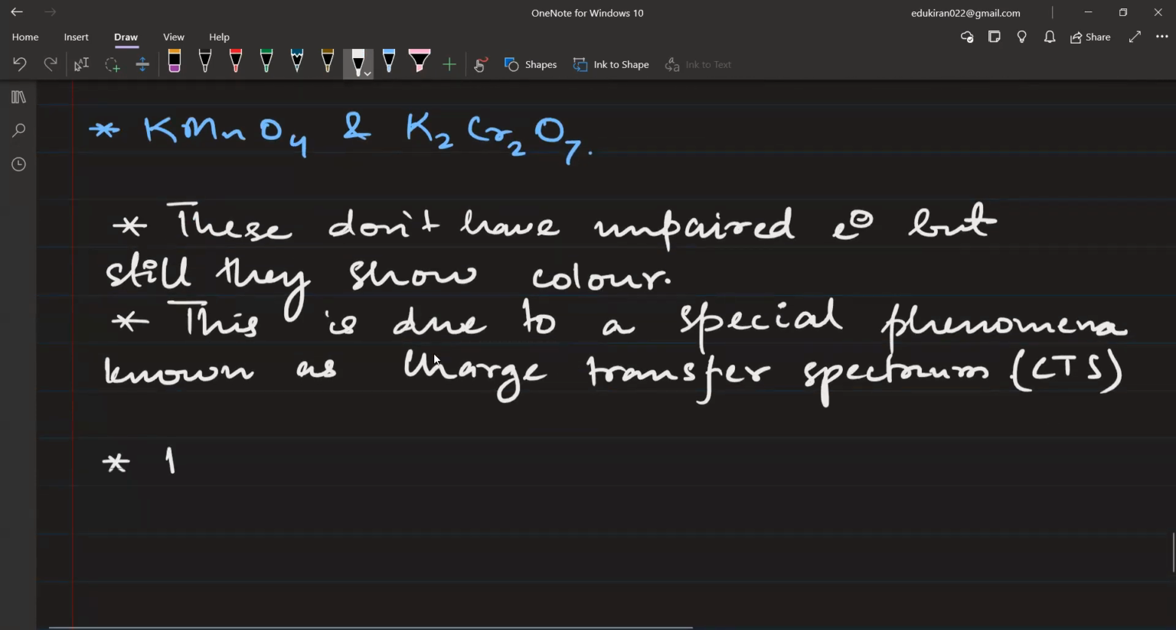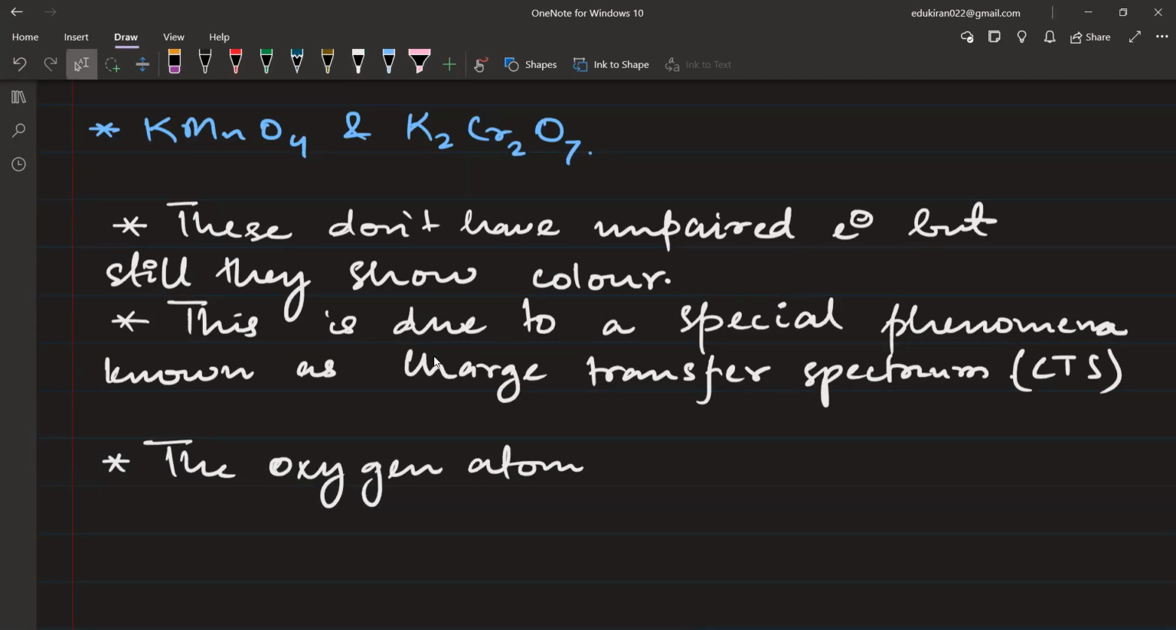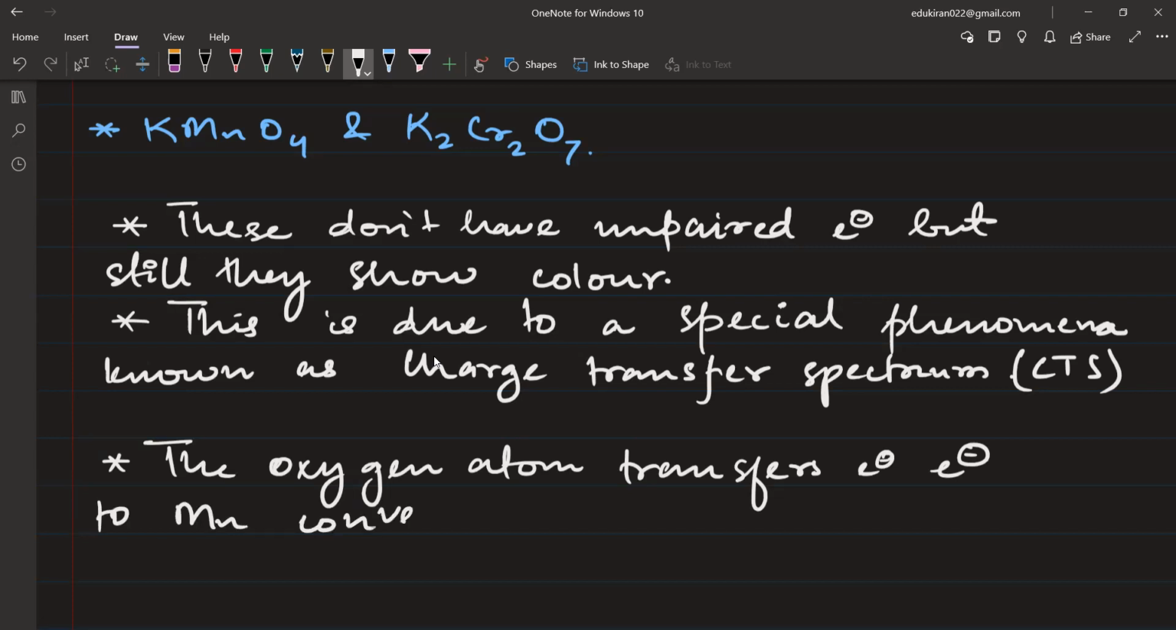The oxygen atom transfers its electron to Mn, converting Mn plus 7 to Mn plus 6. Okay, so this transfer of electron from oxygen to Mn is due to the charge transfer spectrum.